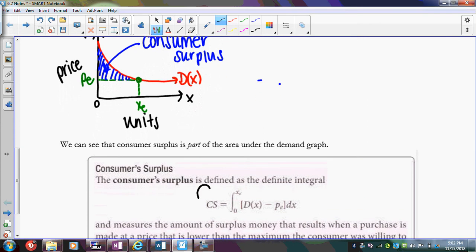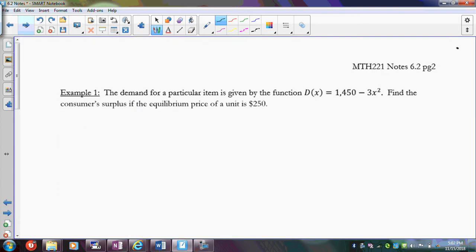So it says that the consumer surplus is equal to the integral from 0 to that x value at the equilibrium point of the greater function, which is the demand function, minus the constant. So that's where this comes from. Let's go ahead and look at an example so you can see what this means and what this looks like in terms of calculating.